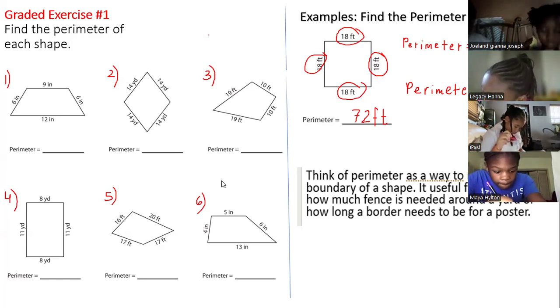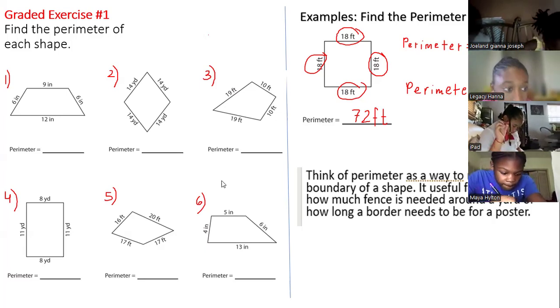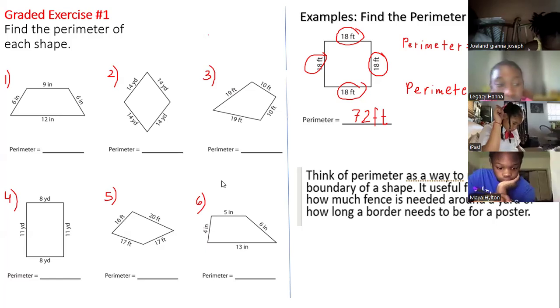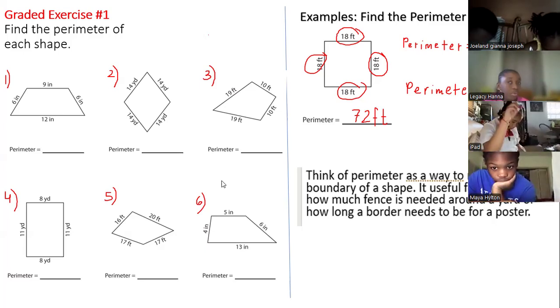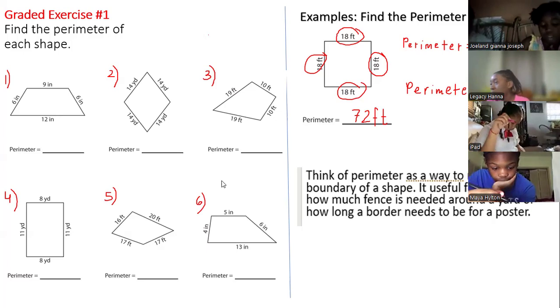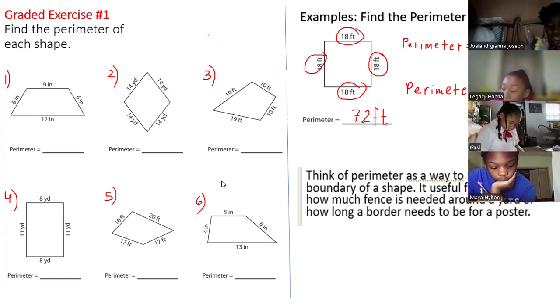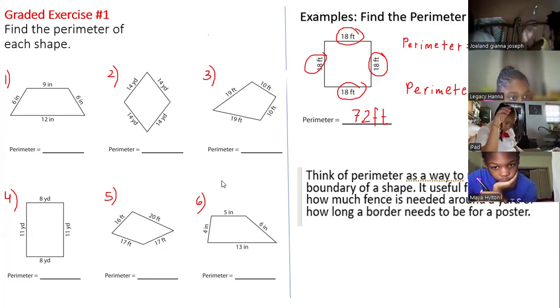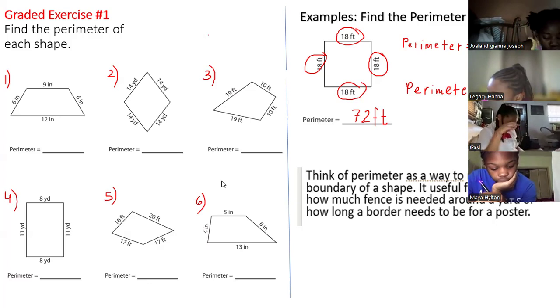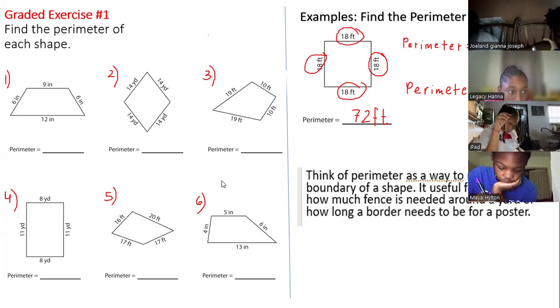So make sure that your work is just like how I have it in the example. Remember that perimeter is basically the boundary. It is the sum of the sides of a closed polygon. Well, that's redundant, but of a polygon. It is basically the distance around the outside of an object. Yes, sir.